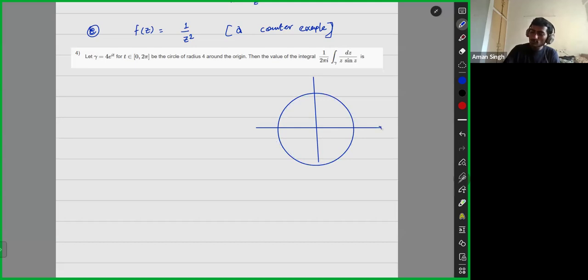Let's think that this is a radius 4 circle, and this point is 4 and this is 4i, this is minus 4i, this is minus 4. Assume that it is a radius 4 circle, and our function is 1 by f(z). If you compare with Cauchy integral formulas or whatever, f(z) will turn out to be 1 upon z sin z.